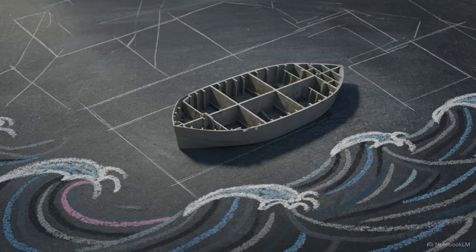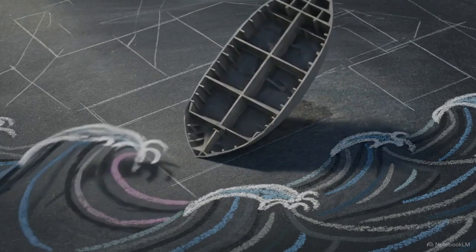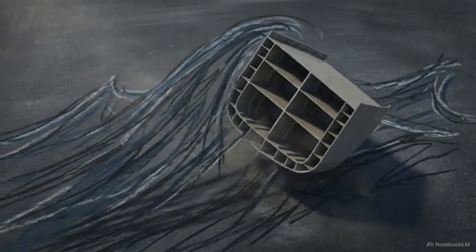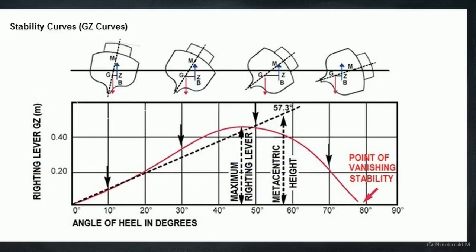Past a certain degree of tilt, the physics invert, and the ship reaches a threshold where it can no longer save itself. The fourth and most critical parameter is the angle of vanishing stability, or AVS. It's the exact point where the righting curve crosses the zero line. Beyond the AVS, the righting lever becomes negative. Gravity now creates a capsizing moment, forcing the ship over.